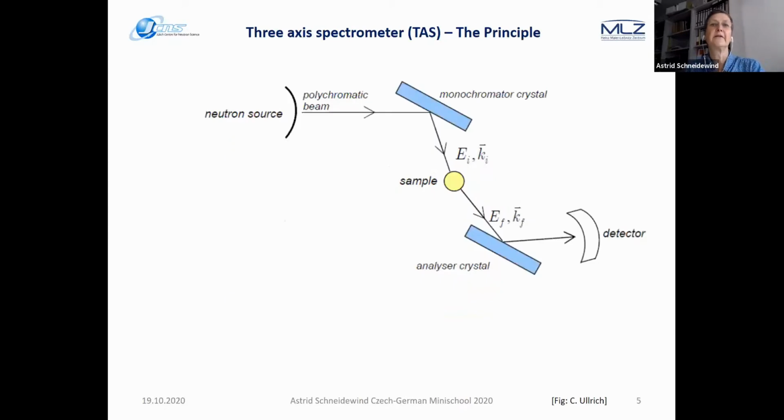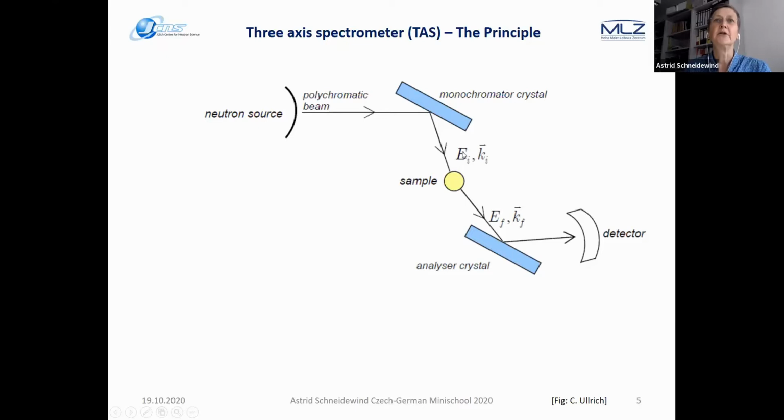The complementary method is the 3-axis spectroscopy, which I was asked to speak about. The complementarity will be easily visible during the explanation of how it works. Again, we have a source where the polychromatic beam is emitted. And now again, we want to choose the energy which arrives at the sample, and we choose this energy by a monochromator crystal. That means by simple Bragg scattering, which we can easily understand after the previous talks.